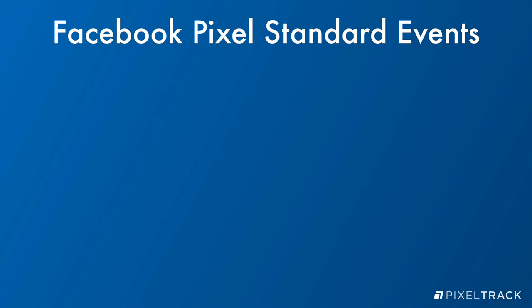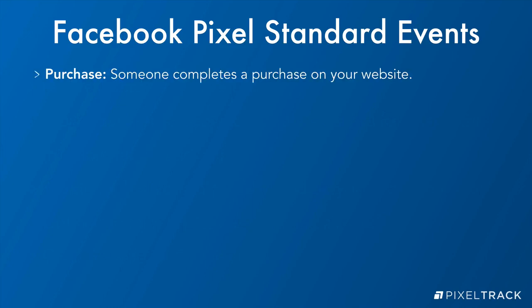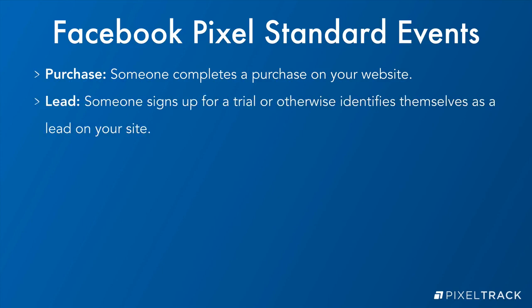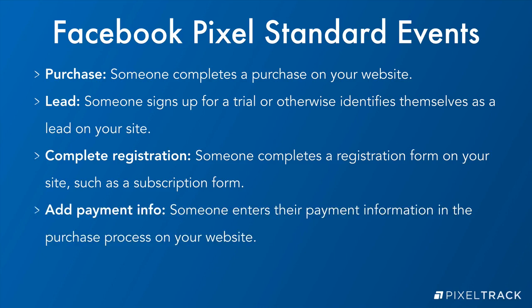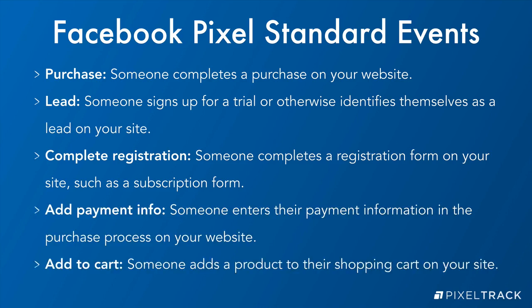There is also something called Facebook Pixel standard events, and there are many standard events that Facebook has defined on what you want to track using the pixel. So let's have a quick overview of the standard events that Facebook has already defined. So we have purchase, someone completes a purchase on your website. You have lead, someone signs up for a trial or otherwise identifies themselves as a lead on your site. Complete registration, add payment info, add to cart.